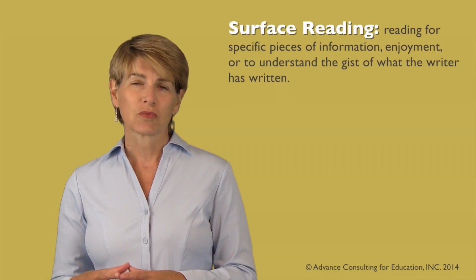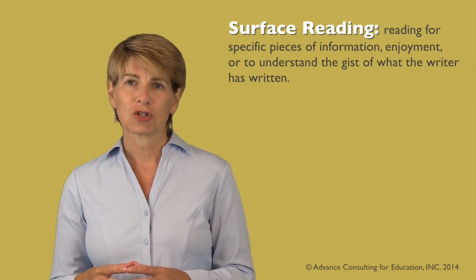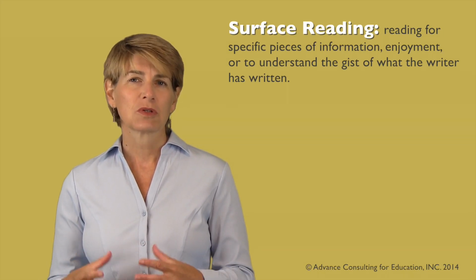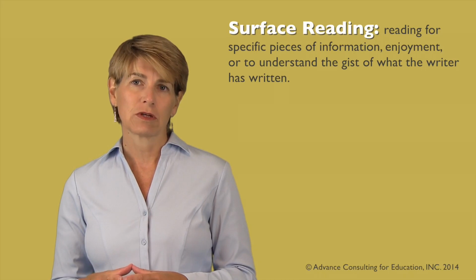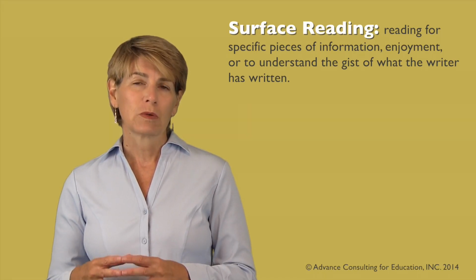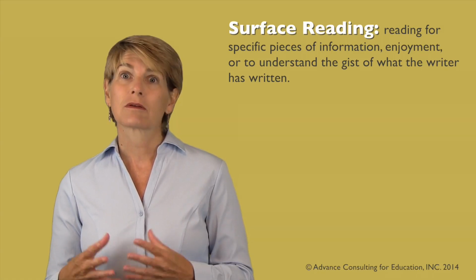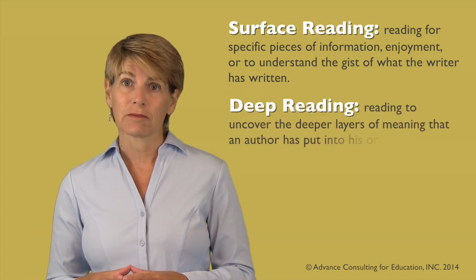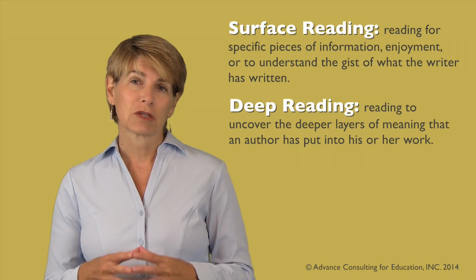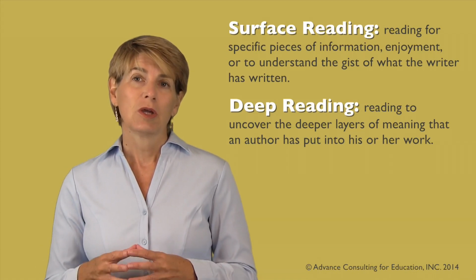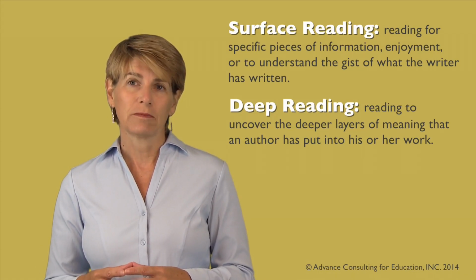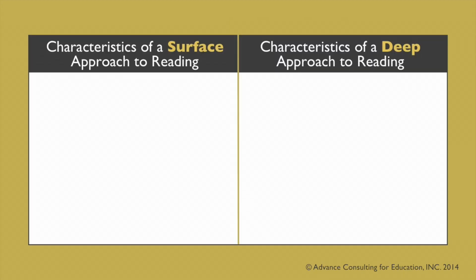Most of the time when we're reading something, we read at a surface level. So we're usually just reading for specific pieces of information, or for enjoyment, or just to understand the gist of what the writer has written. However, when we are reading critically, we need to take it to a deeper level, and this is called, appropriately, deep reading. So to compare and contrast surface reading and deep reading, we've given you the chart in Activity 1. Let's take a look at this.